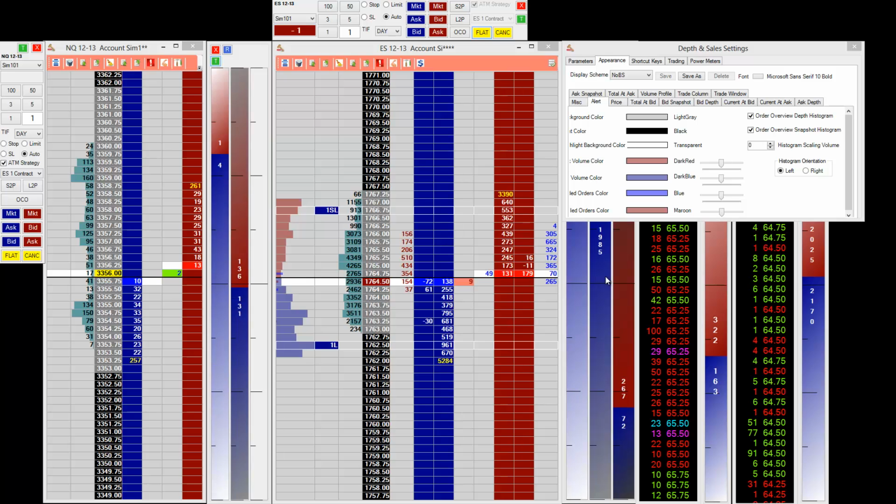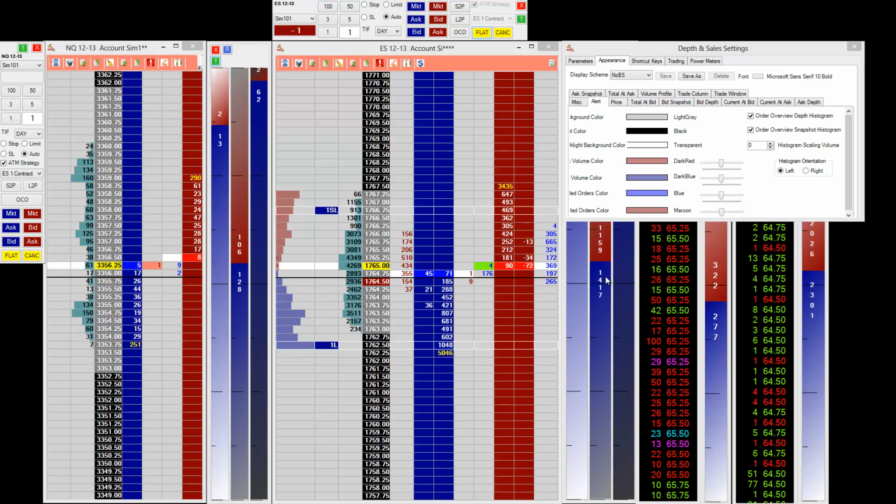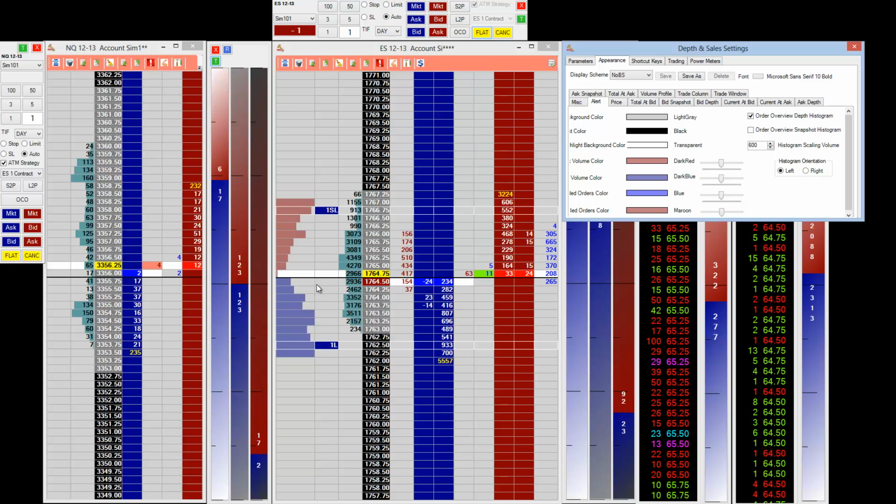And some people are saying, well, that's great until somebody's got a huge spoof order out there on a market like the crude oil where we've got 50s and 60s at each level and then there's an order there for 300 and it kind of messes up the scaling. So we've got a histogram scaling value, and if I just put 600 in there. Okay. Now what we see is everything is scaled to 600. So this 644 here is 100%. This 1000 is 100%, but everything's being scaled relative to 600 contracts. Okay, so that's a customer request that we did.